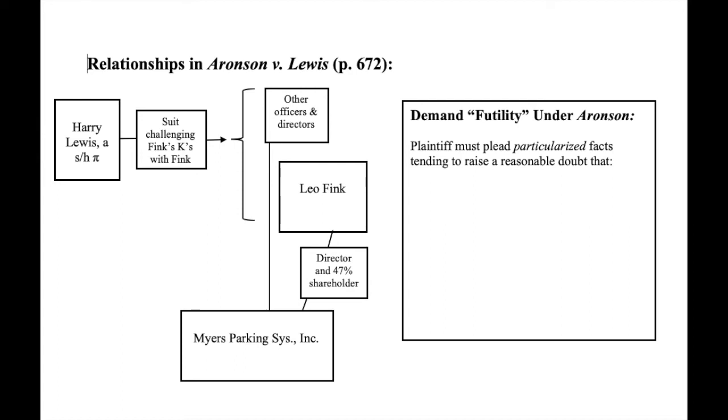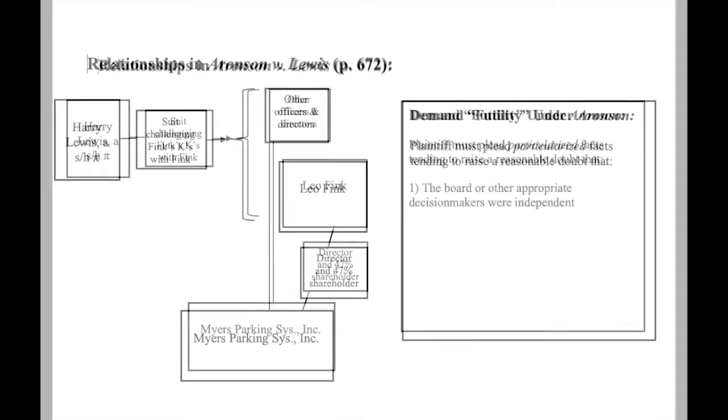Grimes actually explains this a little better. That is, the Delaware Supreme Court in the later Grimes decision said, look, in Aronson, all we really meant by this was that the plaintiff has to plead particularized facts that create a reasonable belief. If you want to see that for yourself, it's in footnote 3 in the excerpt of the Grimes opinion that appears on page 675. Okay, so the plaintiff has to plead particularized facts tending to create a reasonable belief, if you like, of the following two things.